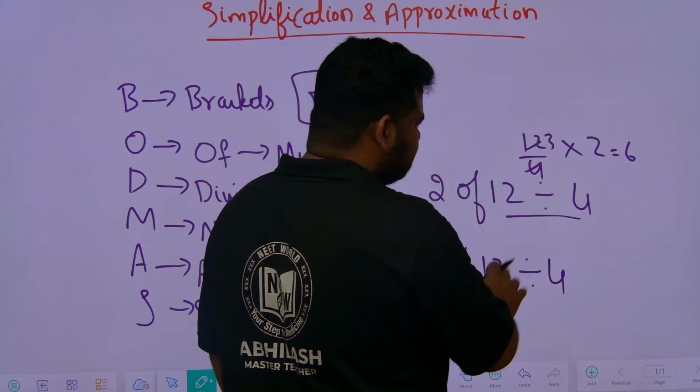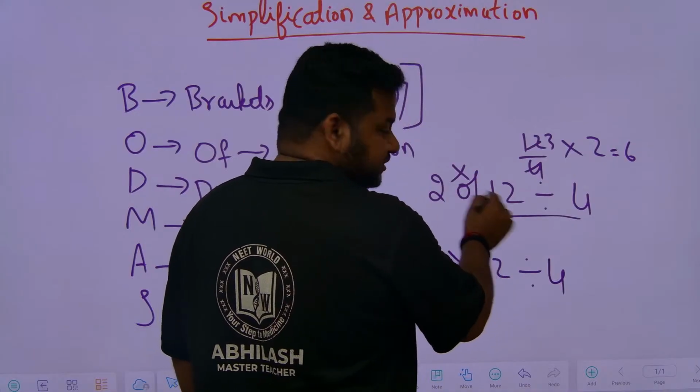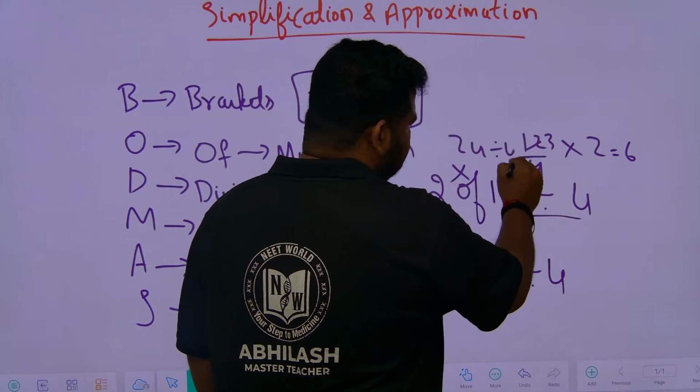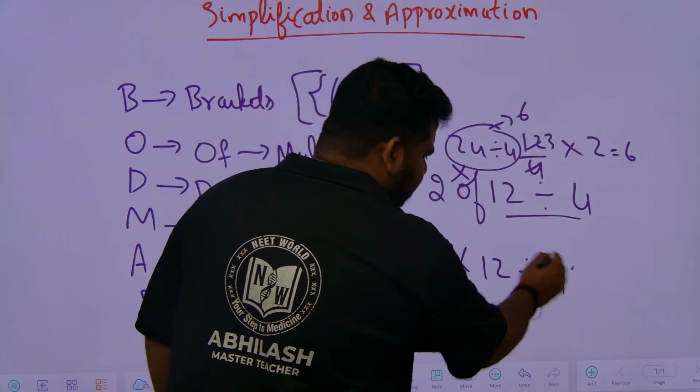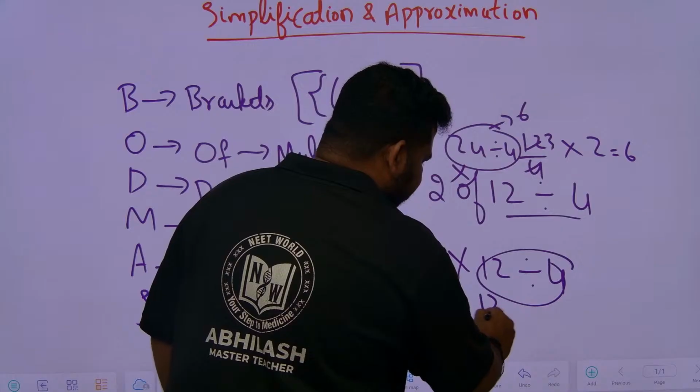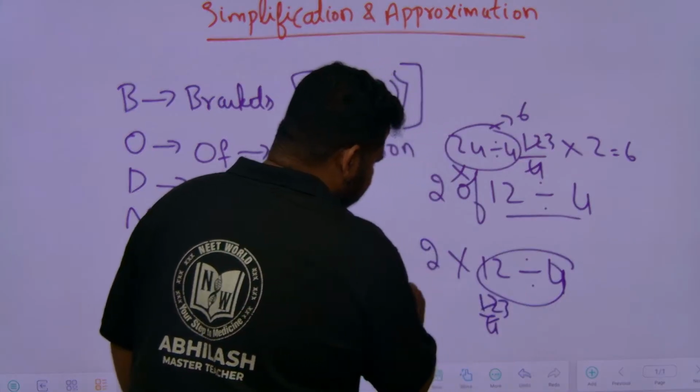But actually that is not the way you should do. First thing you should do multiplication here: 24 divided by 4, you will get 6. But here basically it is the same. Here you should do division first: 12 divided by 4 is 3, 3 into 2 you will get 6.